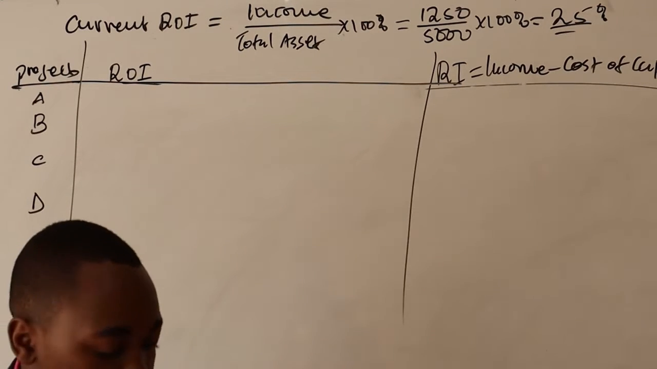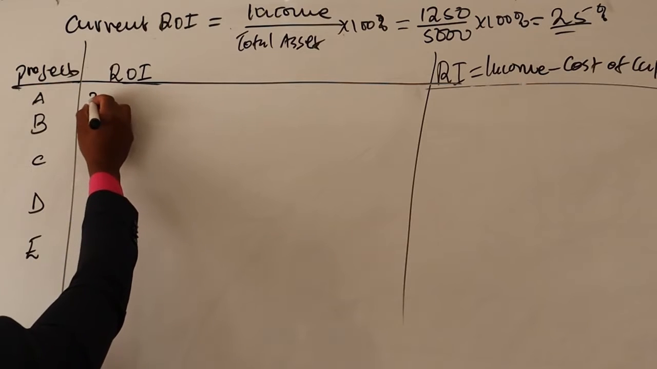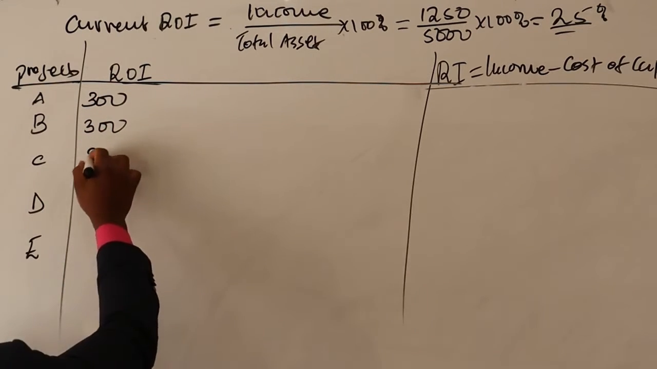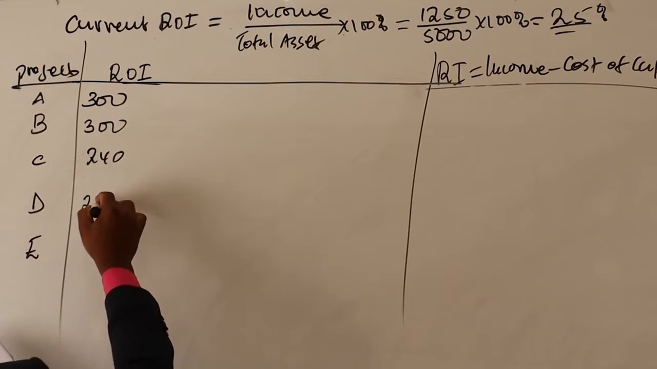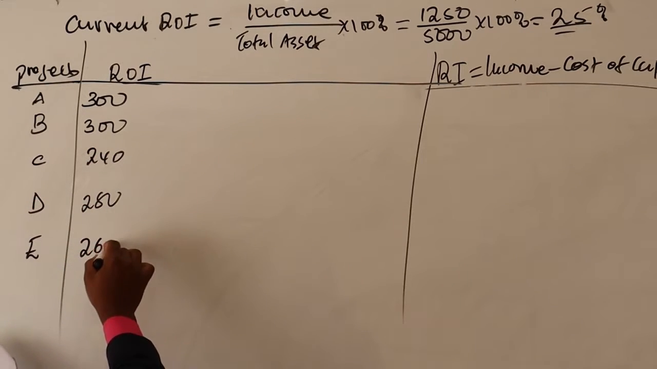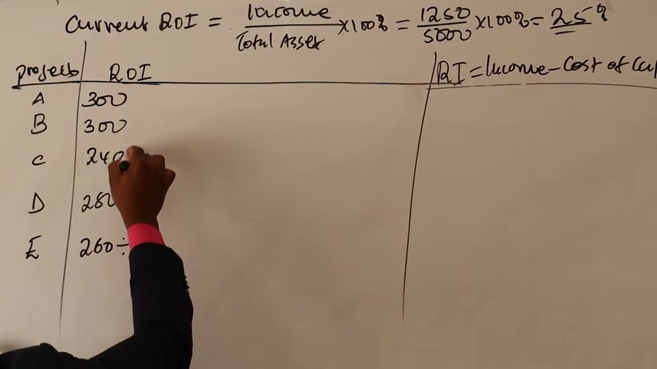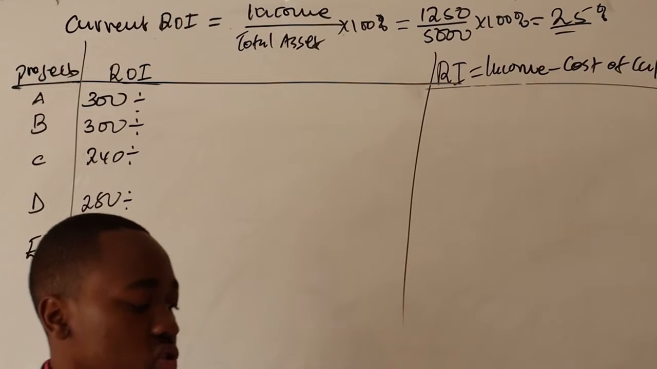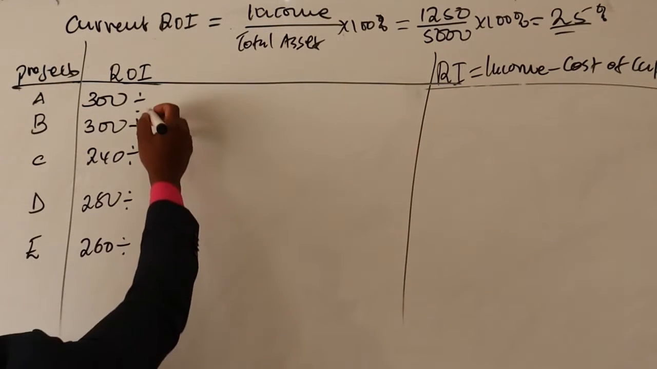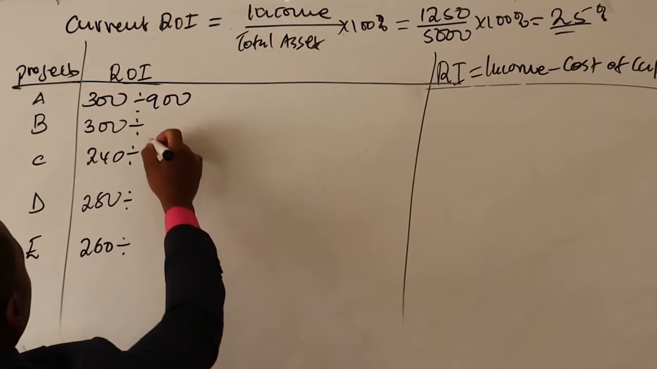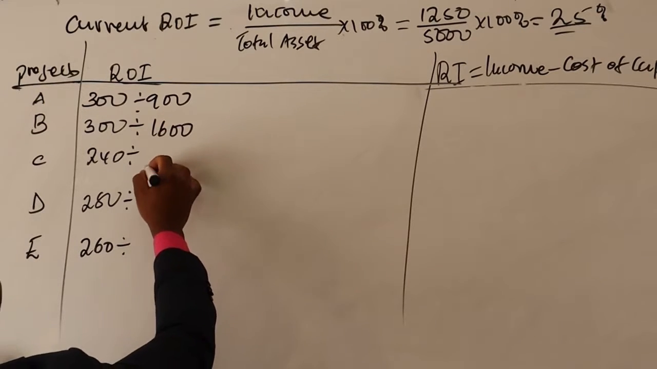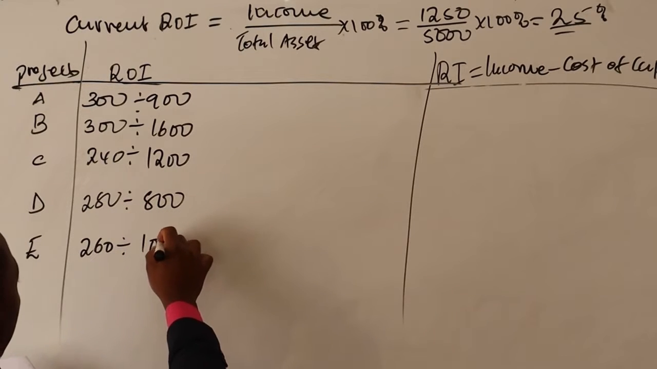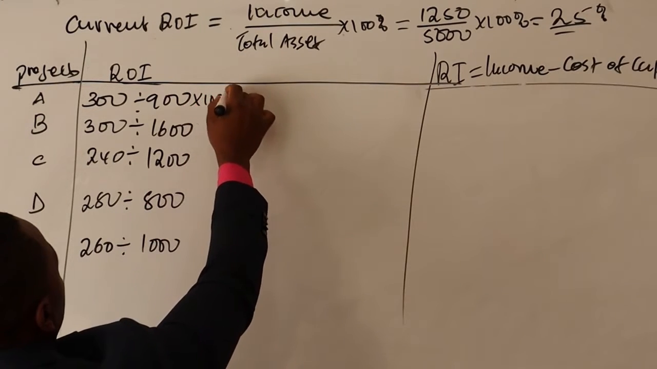We are already given the annual profit. For A, it's 300,000. For B, it's also 300,000. C is 240. D is 280. And E, we are given 260. That's the income. You divide by total assets or the investment, and in that case you are given the cost of investment. Project A cost of investment is 900,000. The other one is 1.6. The other one is 1.2. The other one is 800,000. And the other one is 1 million. Then you multiply by 100%.